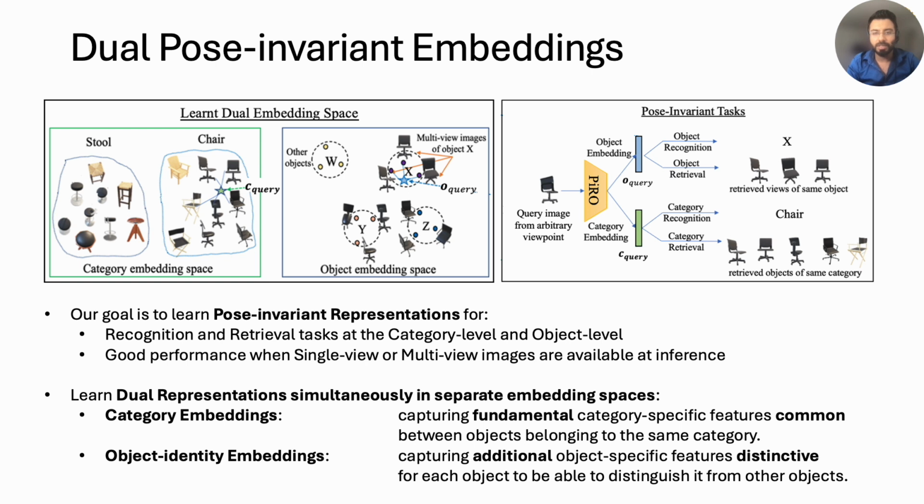For example, all chairs have a seat and legs or a base and an additional backrest that objects from another category, tools, do not have. In the object space, we learn additional object-specific attributes distinct to each object for distinguishing them from each other, such as different types of chairs with labels X, Y, and Z shown in the figure.